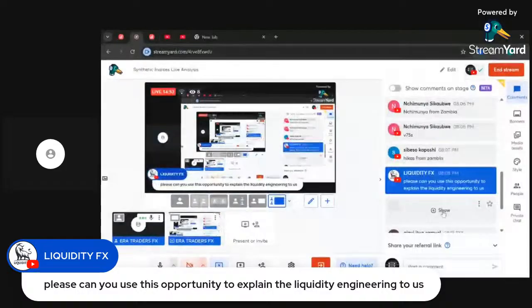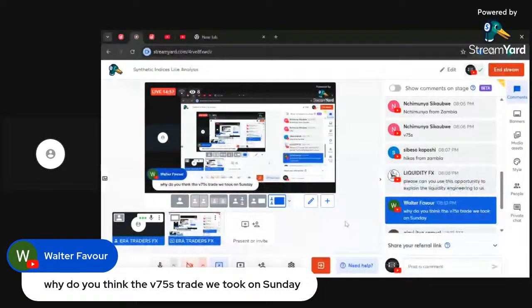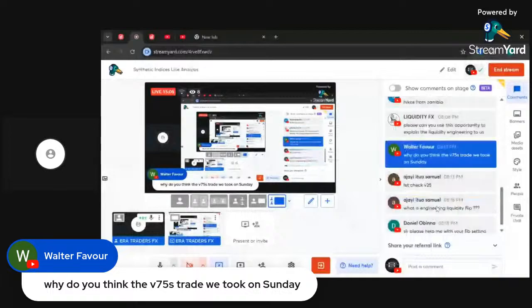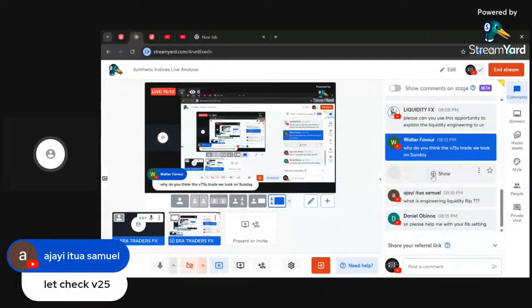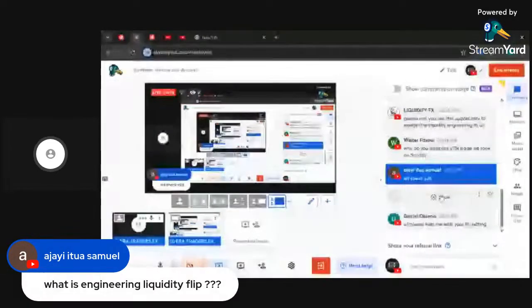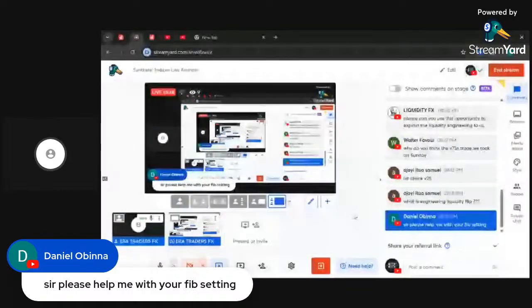Then, why do you think of the V75 1S trade we took on Sunday? Why do you think? Okay, maybe you're asking why I took the trade for the buy, right? Although after moving massively in profit, it then dropped for some time. I've done V25 already, was engineering liquidity flip. Okay, these are two questions now.